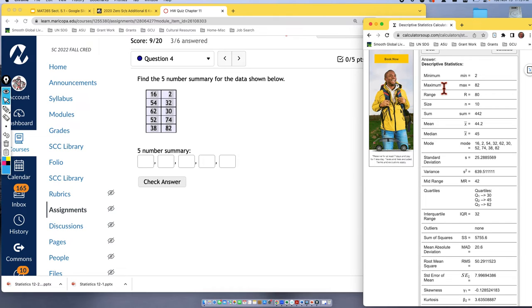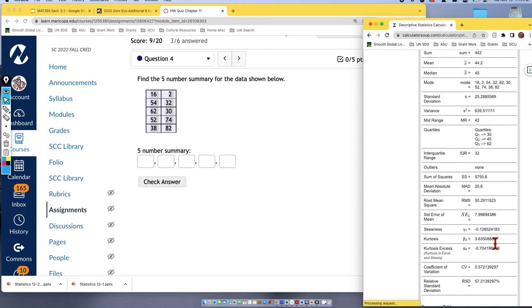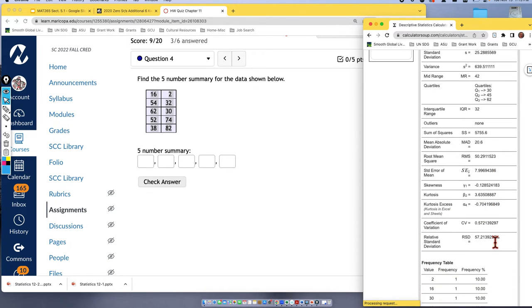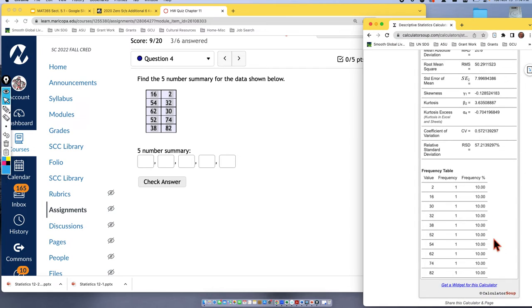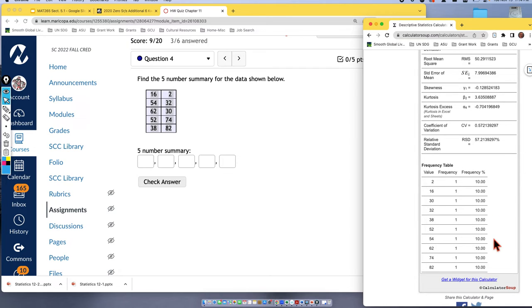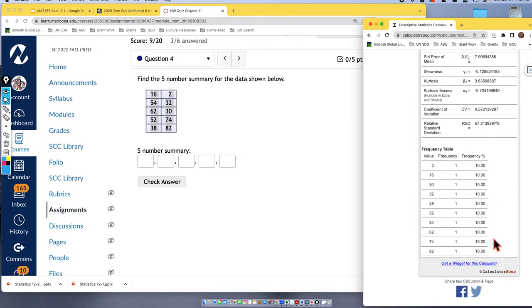Okay. So when we have a median, we use the 5-number summary, and that's given, but it's kind of spread out. They don't say, here's the 5-number summary. The other thing I like is they also give us a frequency table. So if you need to make a frequency table, come down here, you'll see your frequency table.